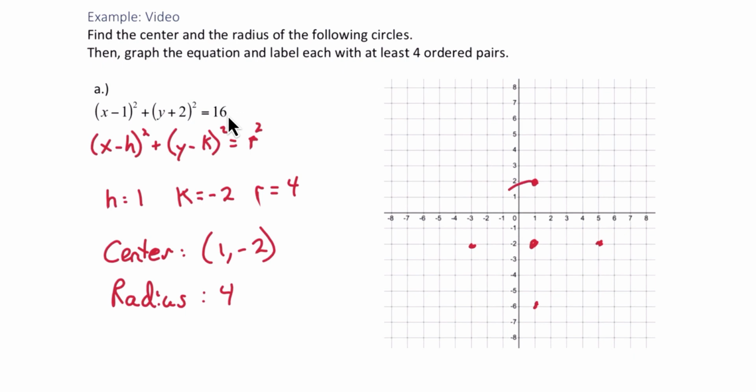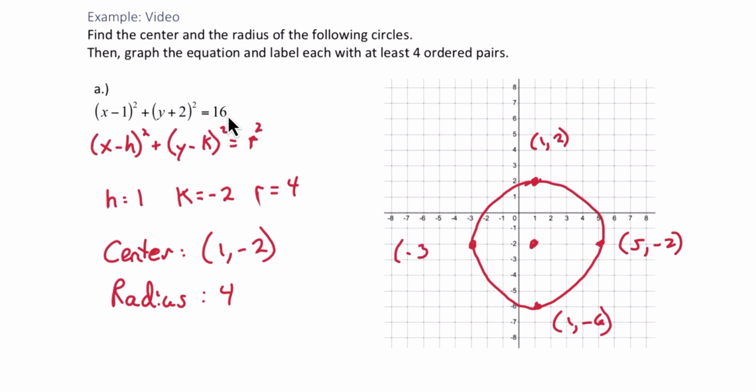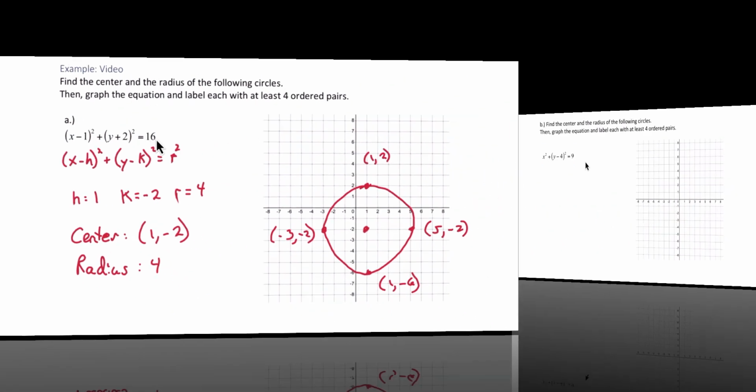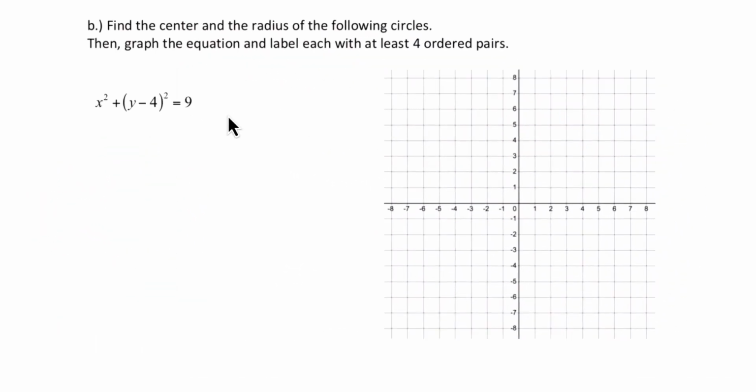And from here, play connect the dots. Just ignore my horrible circle there. And we have a rough sketch of our circle. And we want to label at least 4 ordered pairs. So this coordinate would be (1, 2), and then (5, -2), (1, -6), and (-3, -2).